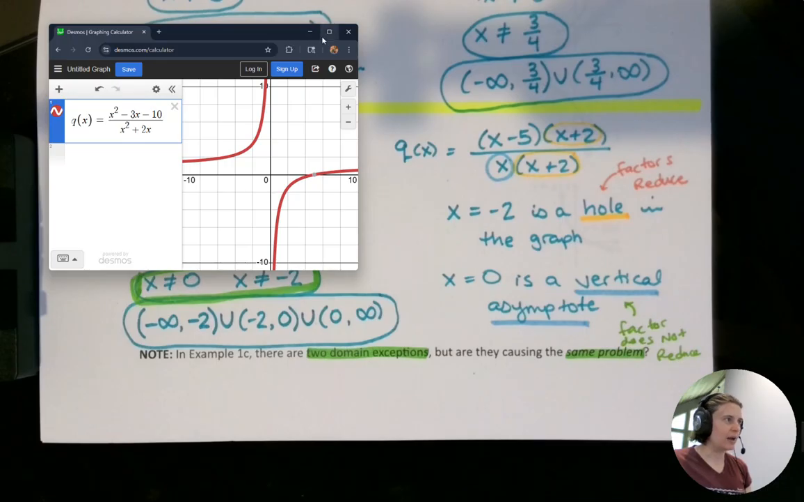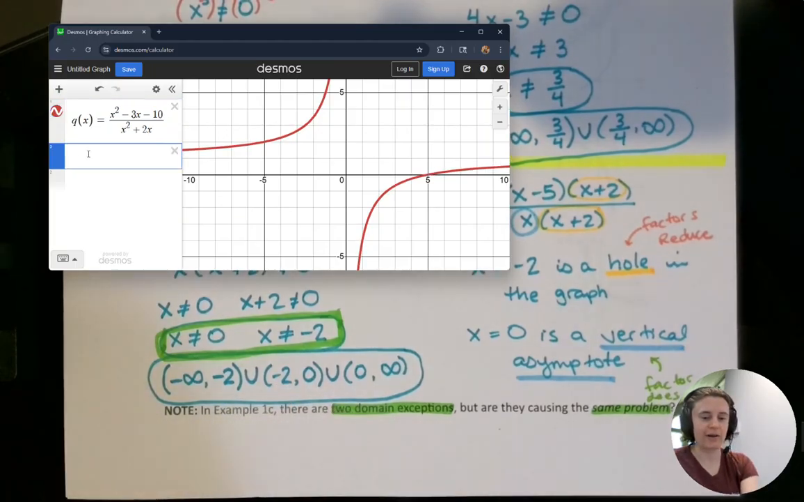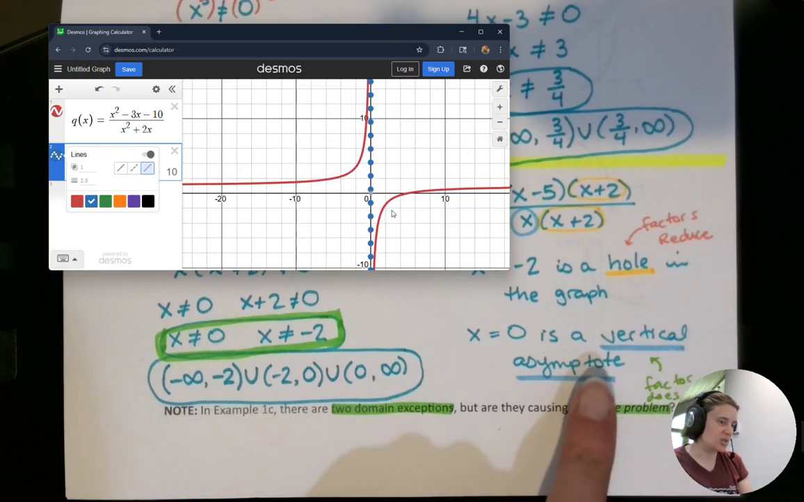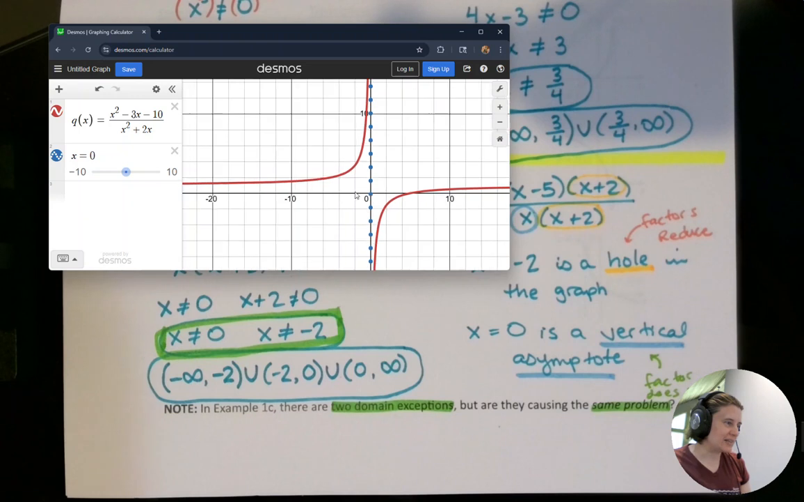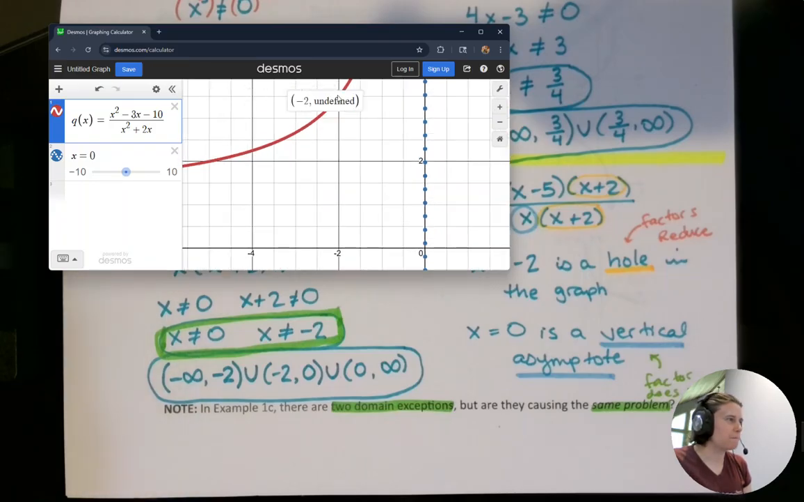All right, and let's make this just a little bigger. We can see from this graph here that x equals 0 is a vertical asymptote. And we were suspecting that it was going to be one because that 0 did not reduce. But it doesn't look like anything's happening at x equals -2. So x equals -2 is right here. And the graph seems to be connected. But if I hover very carefully, see if I can actually land right on -2. I missed it. Let me zoom in a little bit. There we go. It is undefined. So you can see the hole right there.